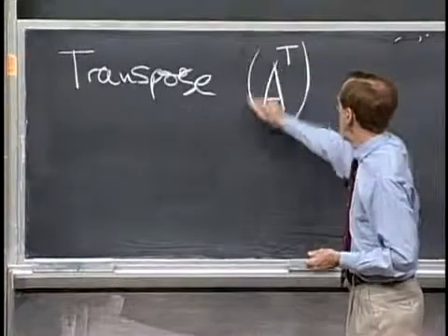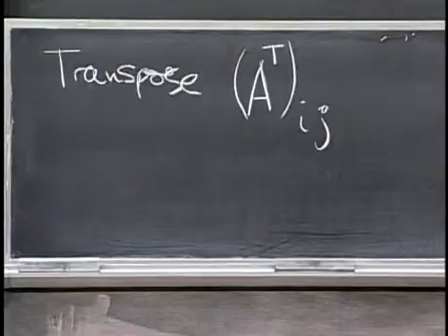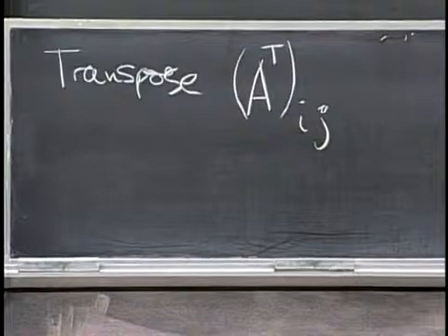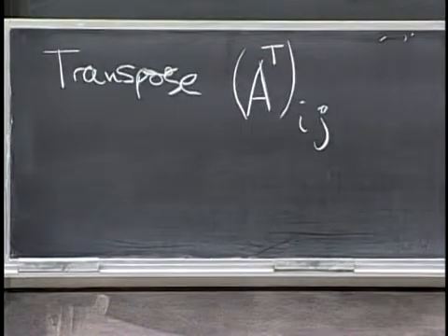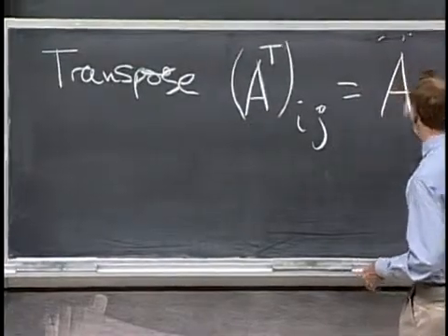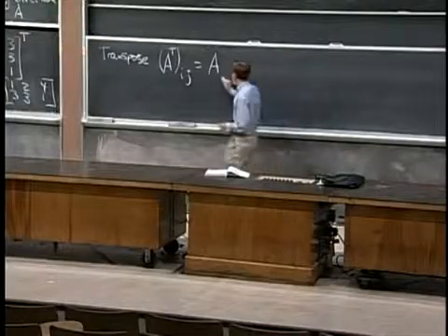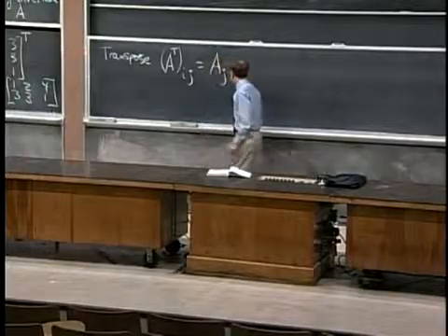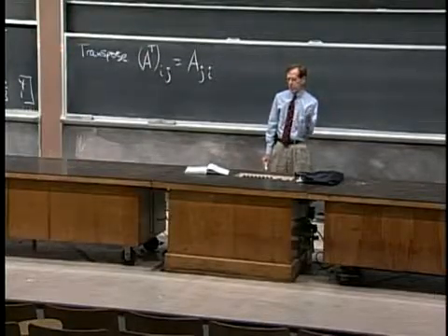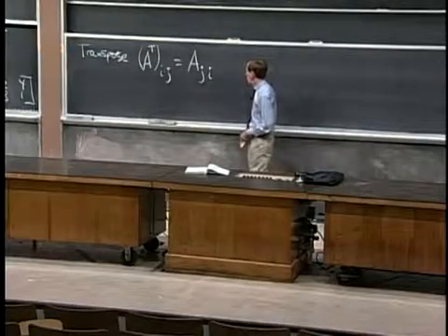and I ask what number is in row I and column J of A transpose? Well, it came out of A. It came out of A by this flip across the main diagonal. And actually, it was the number in A which was in row J, column I. So the row and column numbers just get reversed. The row number becomes the column number becomes the row number. No problem.